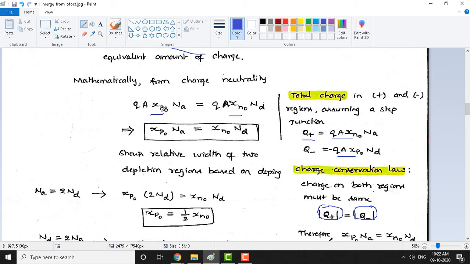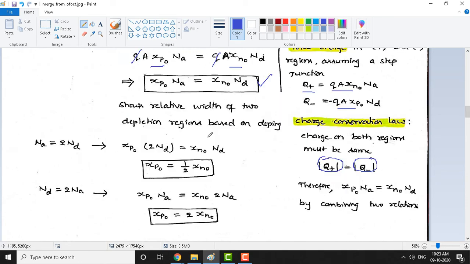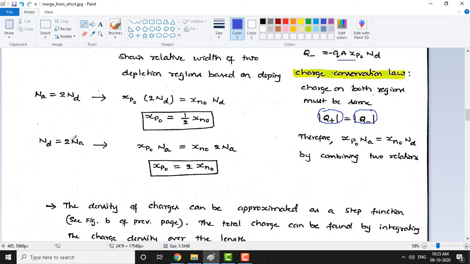Okay, so if this is q minus and this is q plus, if we substitute here, this q cancels out and you are left with this simple relation here. And now let us apply this unequal doping relation. Here you can see at the bottom there are two specific examples I have given.